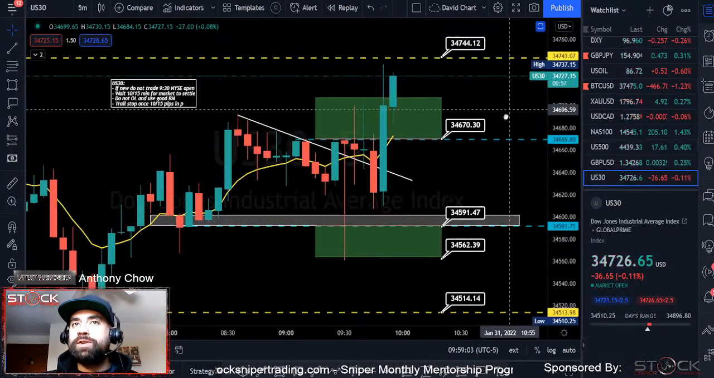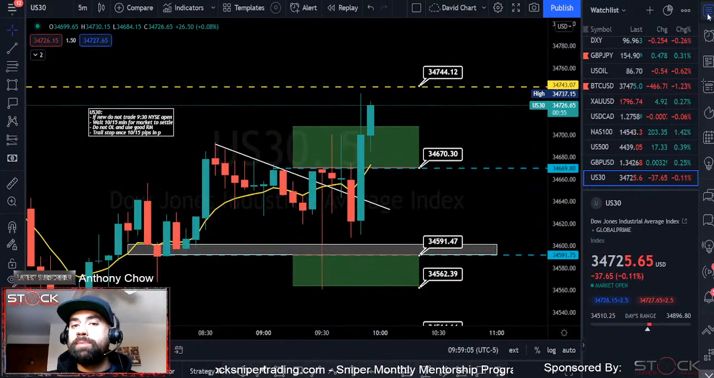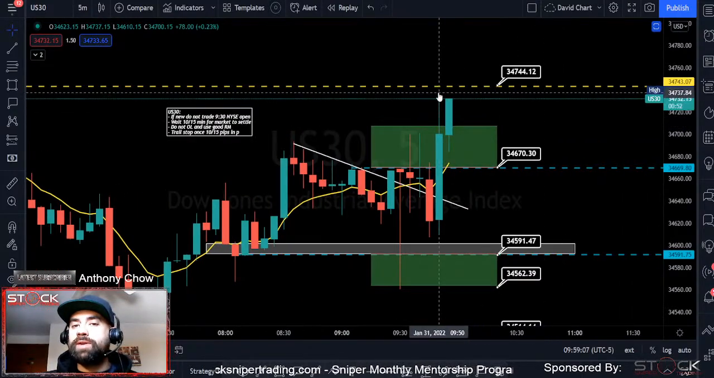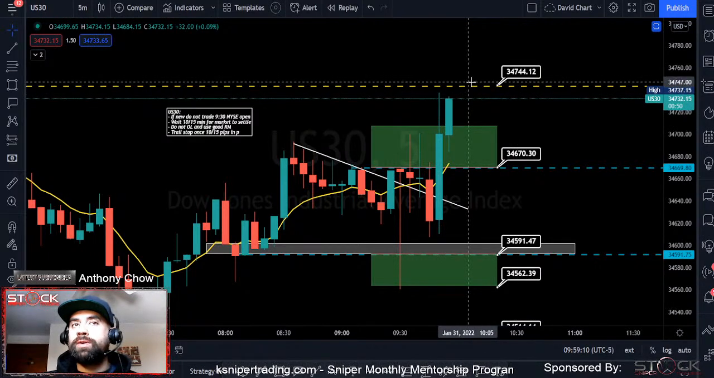You can see that US30 is starting to pump to the upside again. It's starting to fill this wick right here, going to tap the 34744.